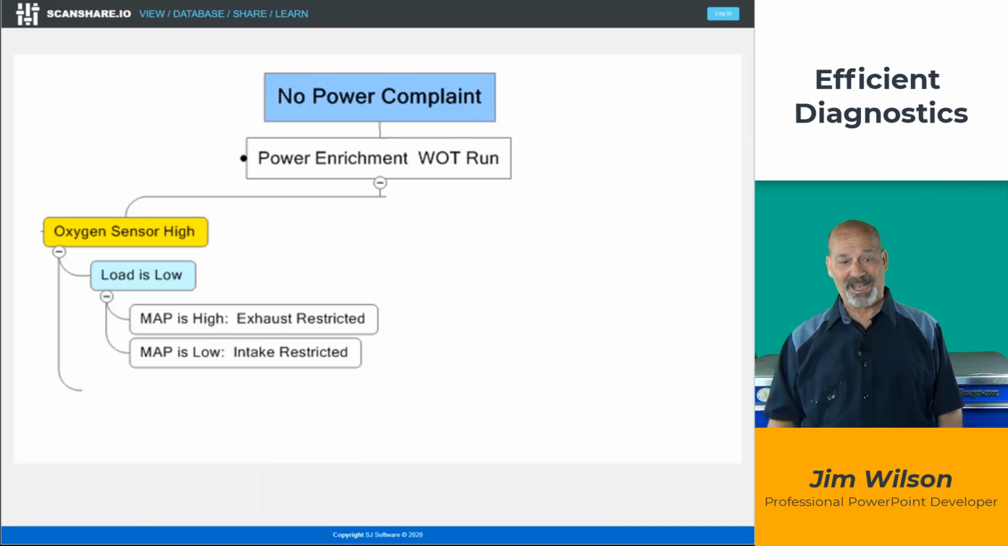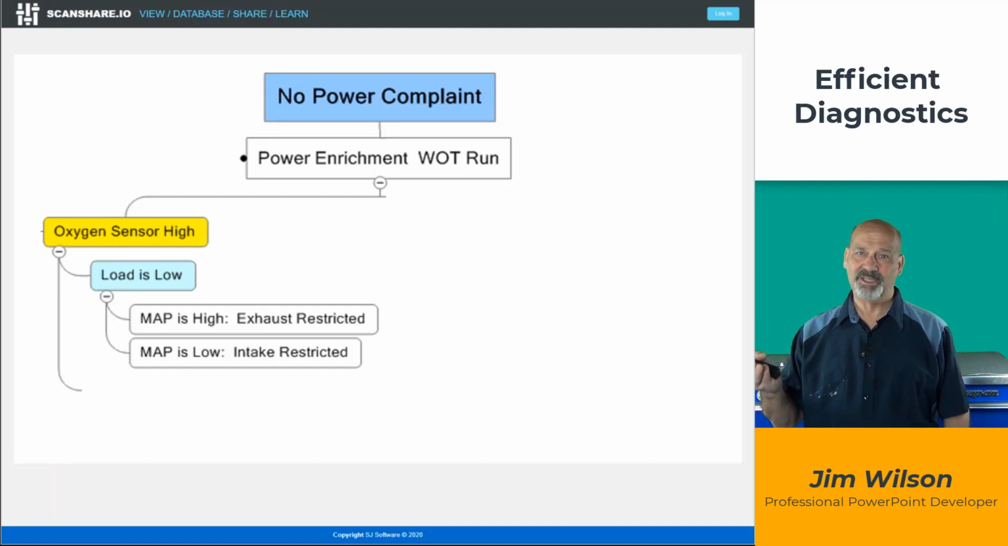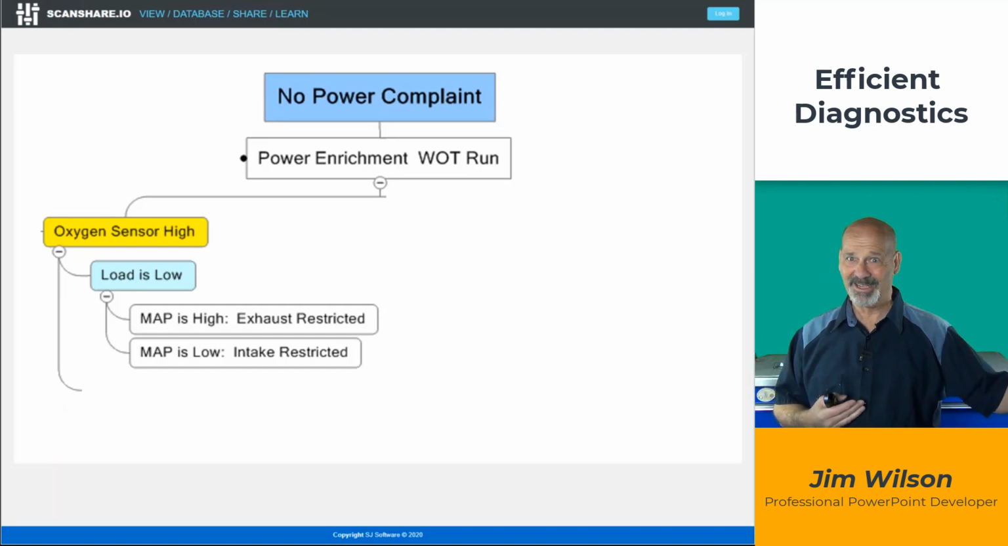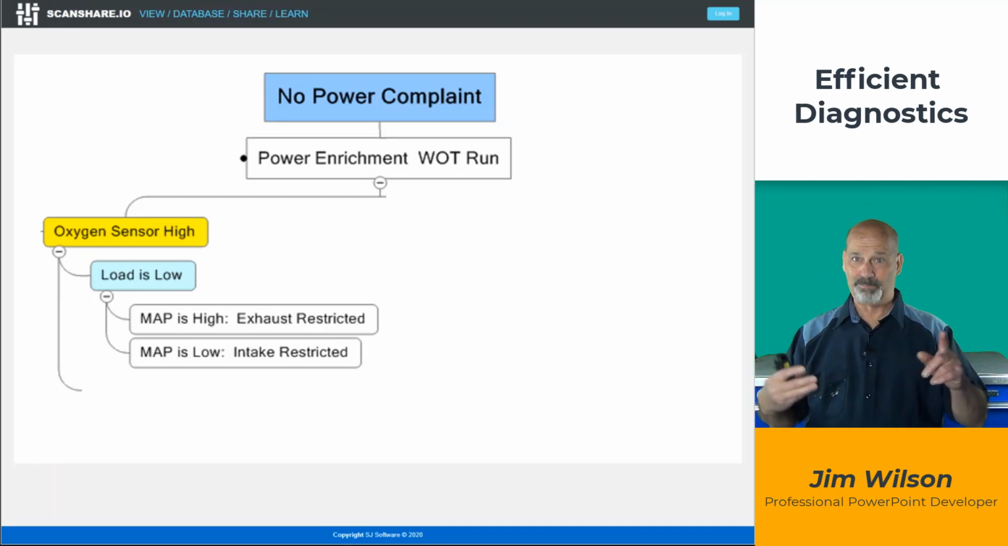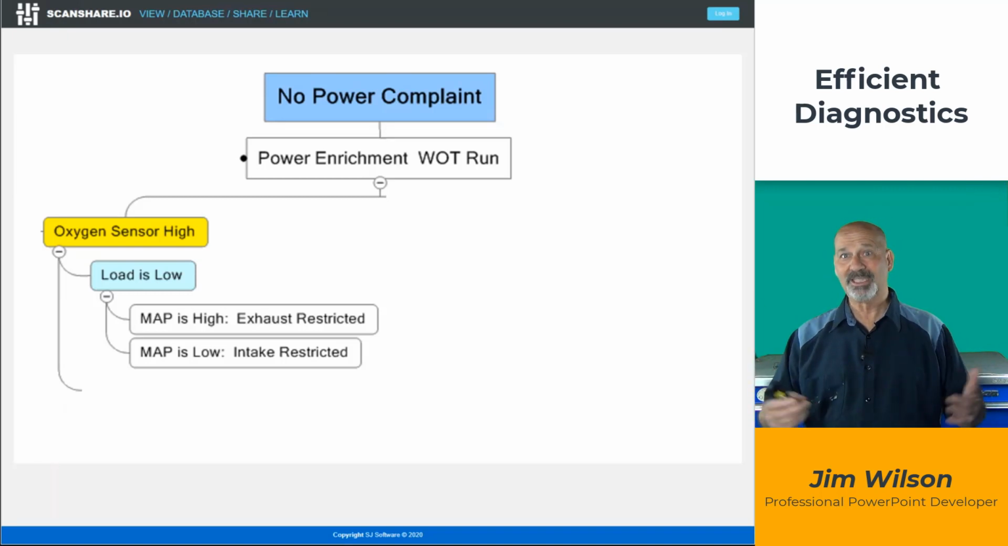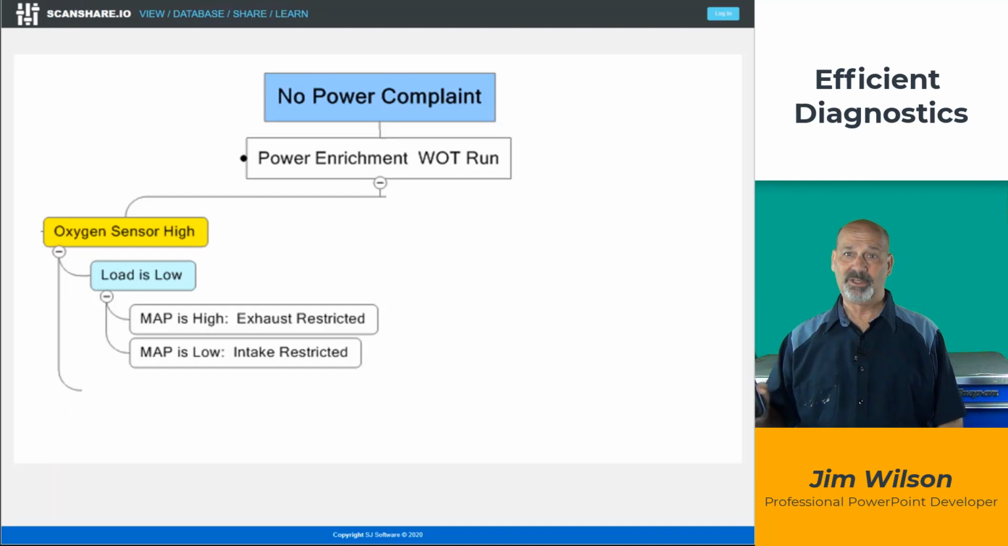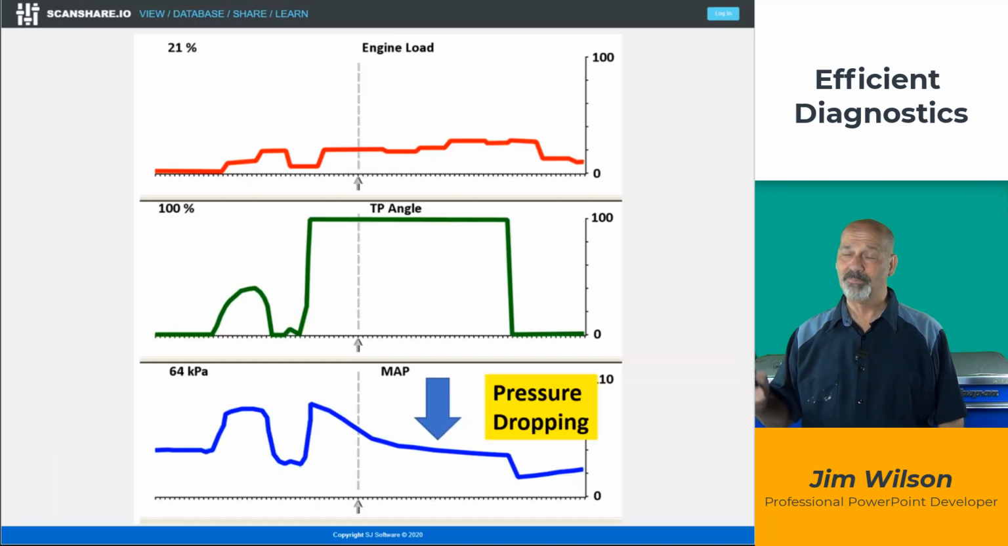Now, moving down on the chart here, we see that the engine load is low, and it's a restriction. And now we need to figure out which side of the engine this restriction is on. Is it on the intake side or is it on the exhaust side? Because both issues can cause a severe lack of power. Now, the exhaust restriction is much more common and everybody talks about it, but if you do enough drivability work, you'll find that there's a whole bunch also of intake restrictions, and we need an easy way of picking it out. Can we do that?